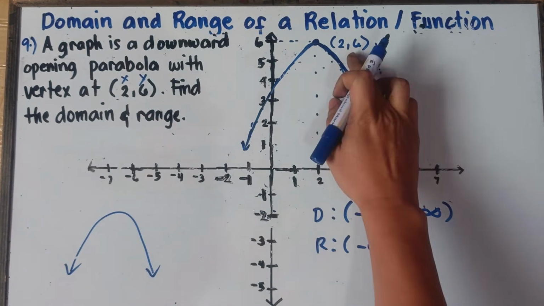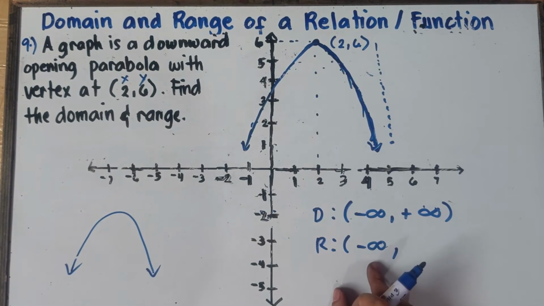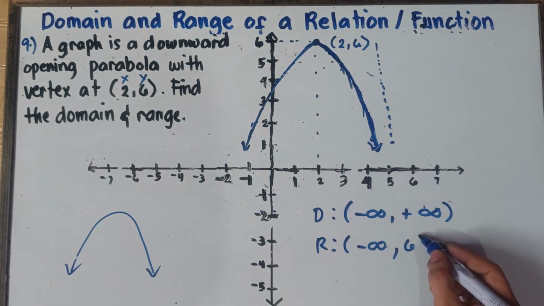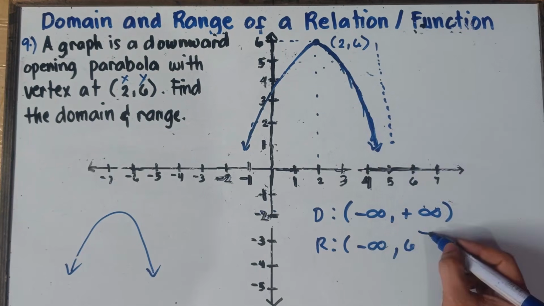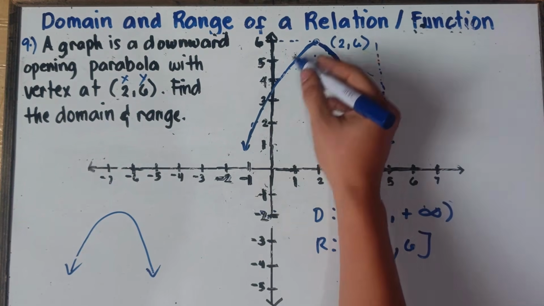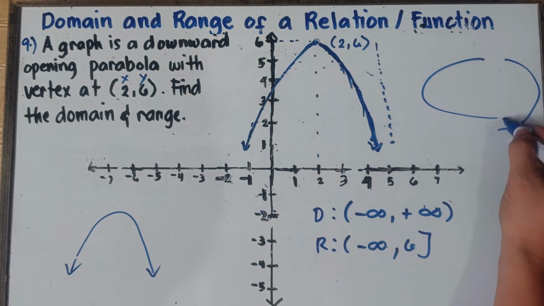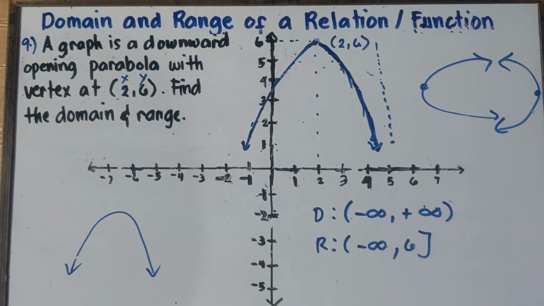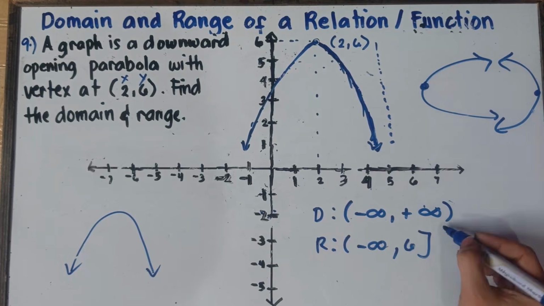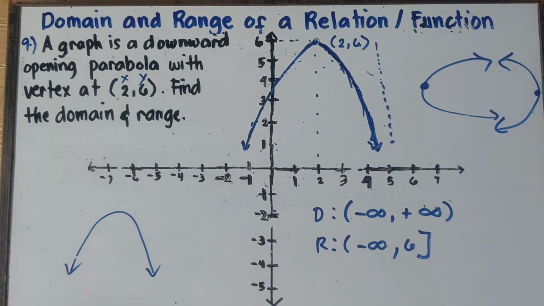So the range will be from negative infinity up to positive 6. Of course, you will use a bracket because this is a closed circle. Automatic, class, if you are given a parabola, the vertex right here will be a closed circle. If you don't see any open or closed circle, automatically it is a closed circle. You will use a bracket, and that will be the range.